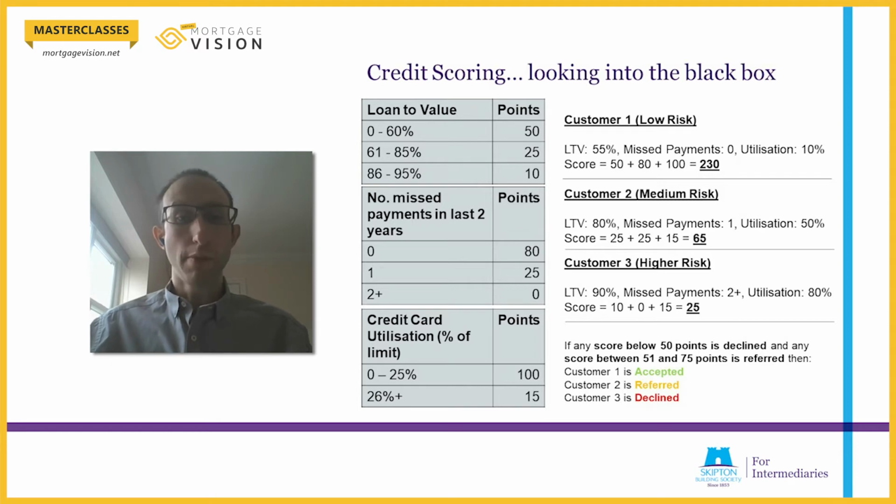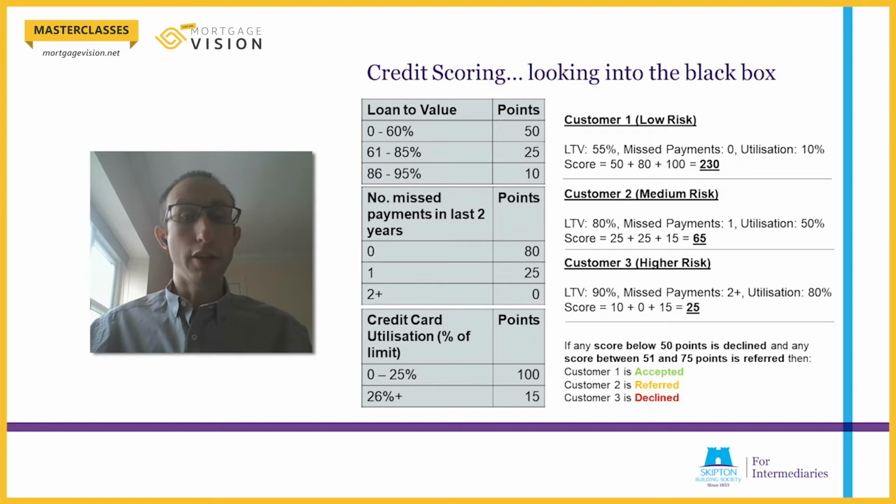The second customer has a loan to value of 80%, has missed 1 payment in the last 2 years, and has 50% credit card utilisation. They would get a score of 65 based on 25, 25 and 15 points. Customer 3, the highest risk of the lot, has a loan to value of 90%, has missed 2 or more payments in the last 2 years, and has utilisation of 80%. They would get a score of just 25 points.